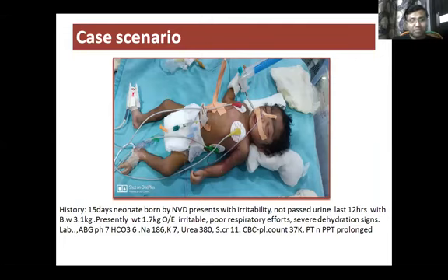ABG showed acidosis, pH was 7, sodium was 186, the skin also had a doughy feeling, urea was 380, and creatinine was 11. On CBC, platelet count was just 37,000, and PT and aPTT were prolonged. So severe dehydration also can cause DIC. This is one example I am giving here.